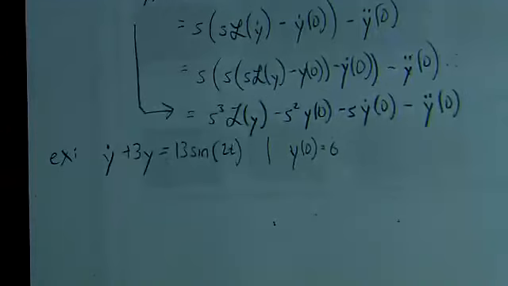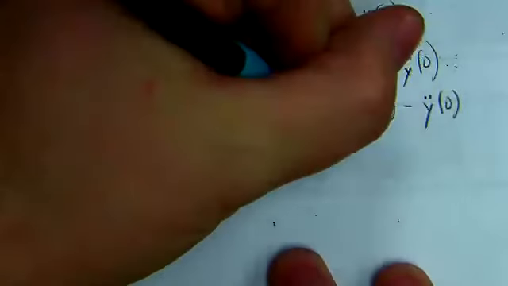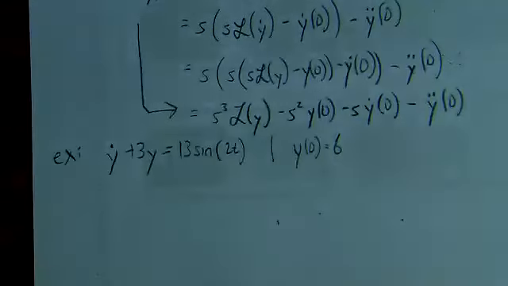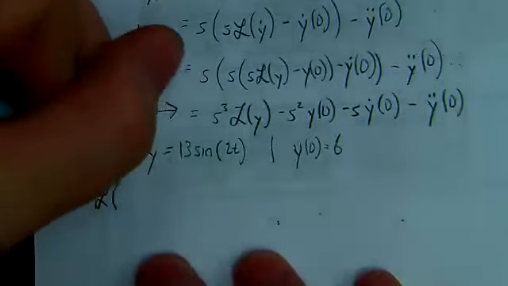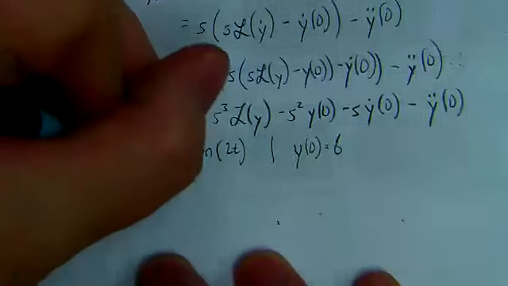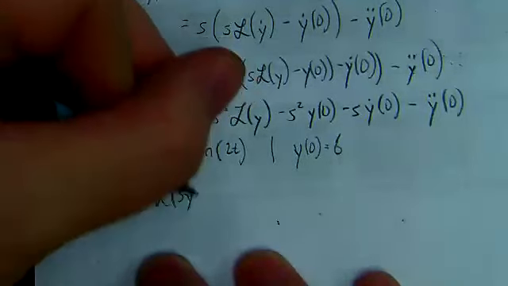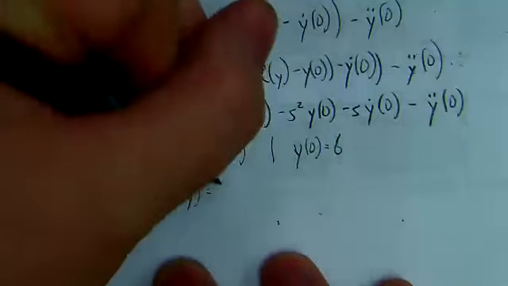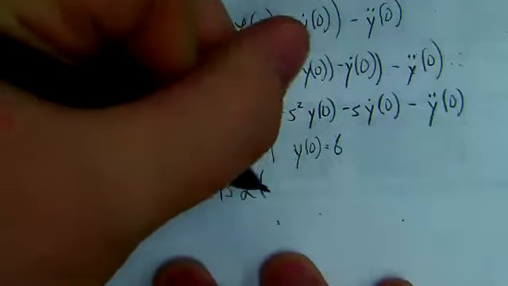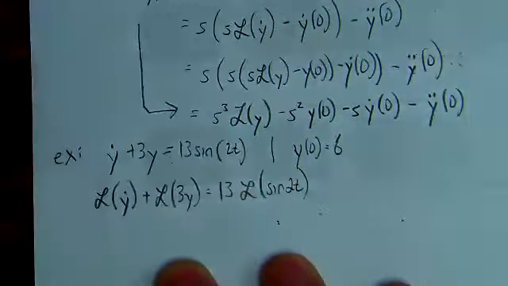The inhomogeneous portion of this, we would use a guess that it looks like a sine of 2t plus b cosine 2t, and then find the values of a and b which make that true. But let's look at this through the lens of Laplace transforms. First thing I'm going to do is take the Laplace transform of both sides here. So I have the Laplace transform of y dot plus the Laplace transform of 3y is equal to 13 times the Laplace transform of sine of 2t.